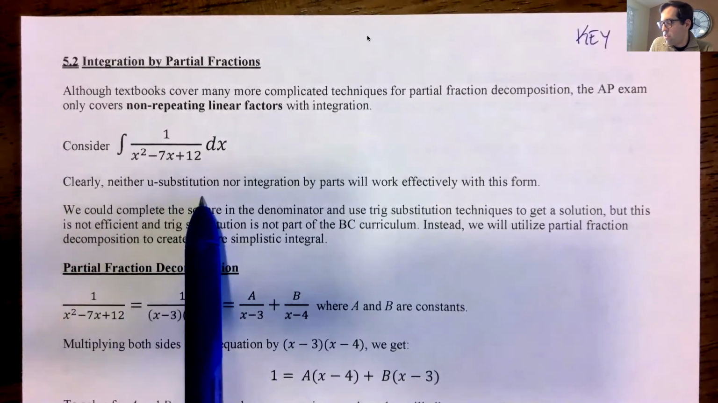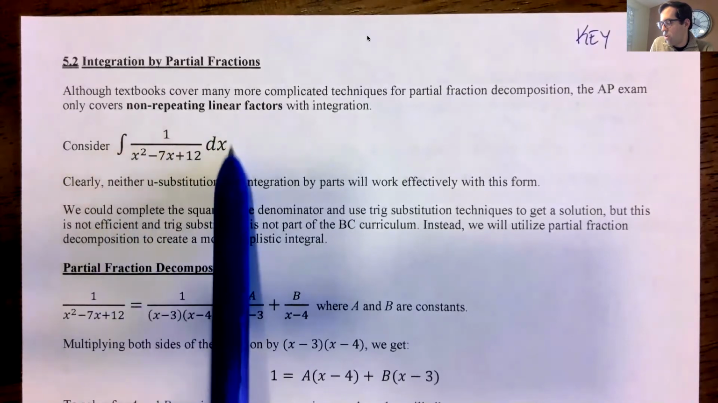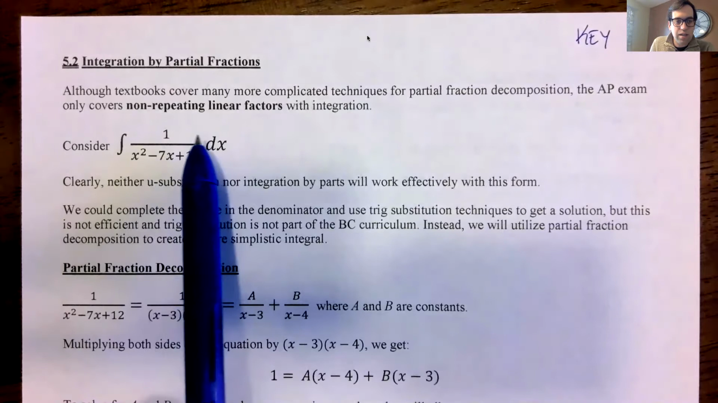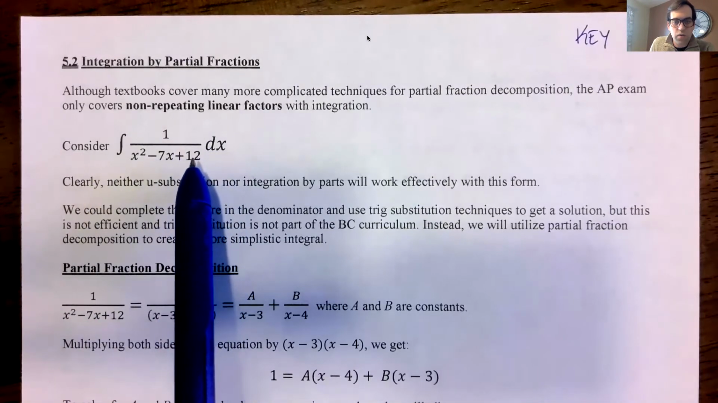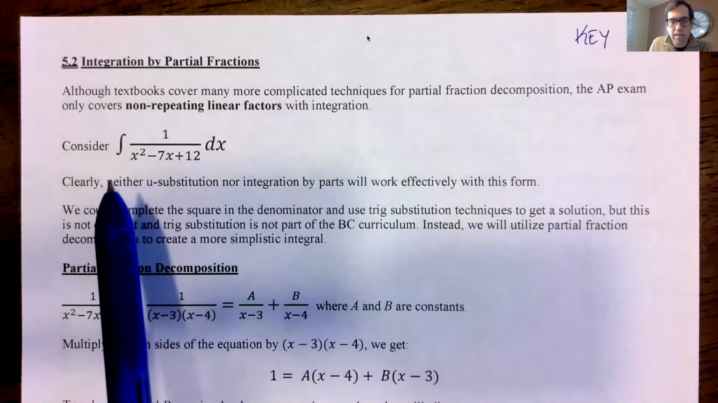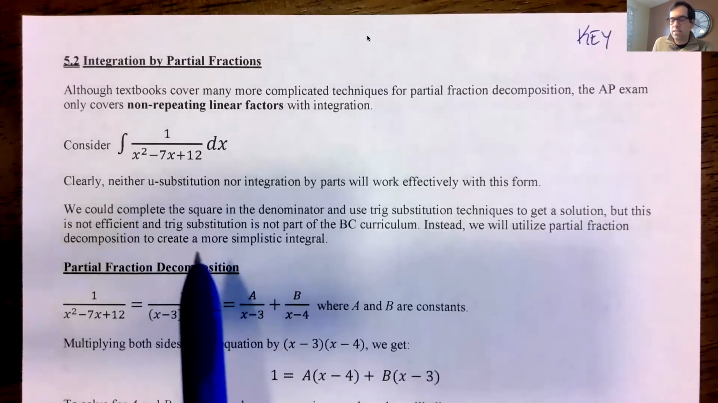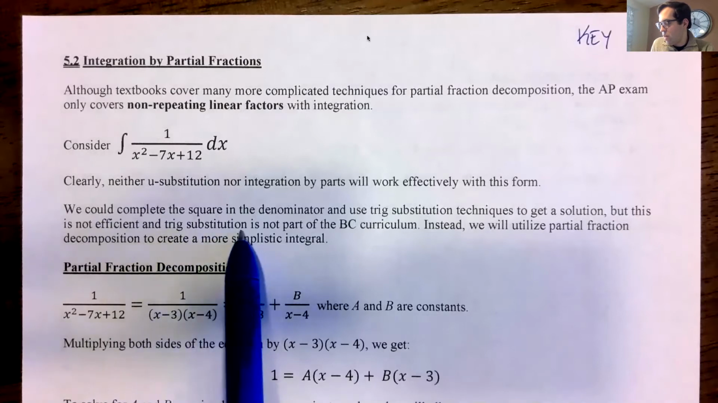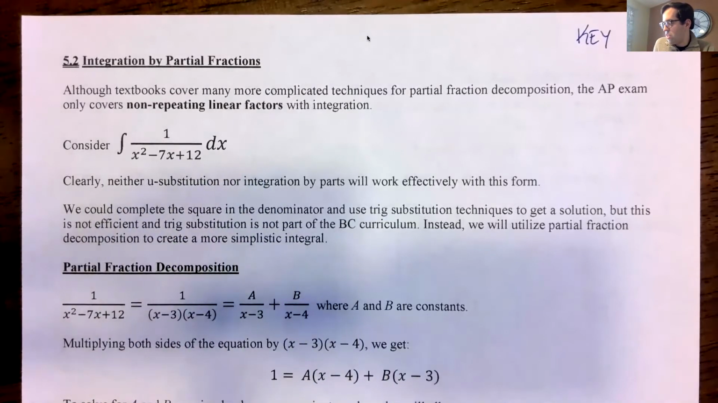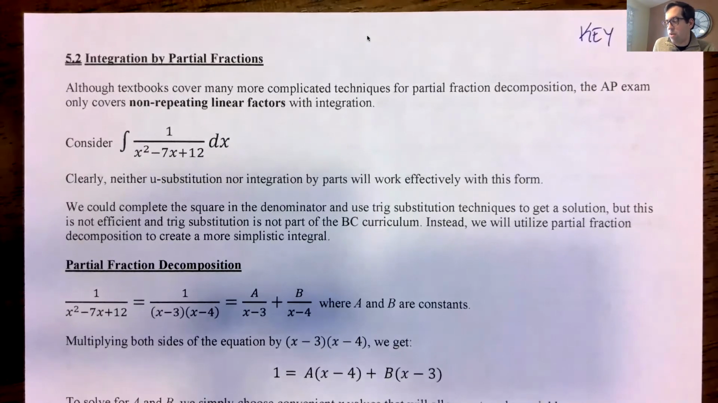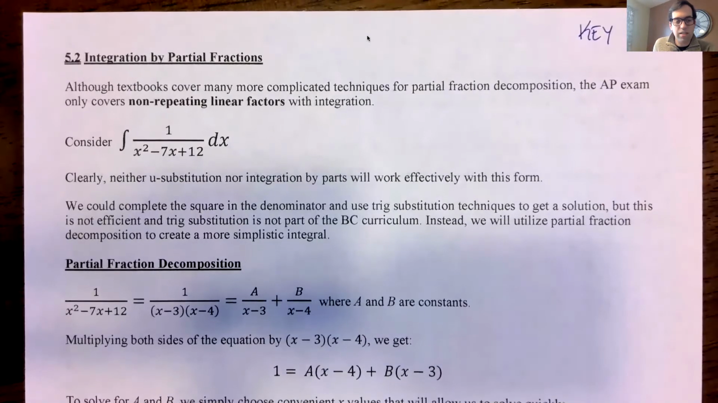Clearly, neither u substitution nor integration by parts will work effectively for this integral right here. We're kind of stuck. There's no u and du. There's no two things multiplied that we can easily derive or integrate to make that easier. We could complete the square in the denominator and use trig substitution techniques to get a solution, but this is not efficient, and trig substitution is not part of the BC curriculum. So instead, we will utilize partial fraction decomposition to create a more simplistic integral.